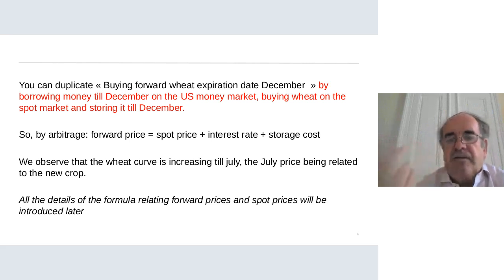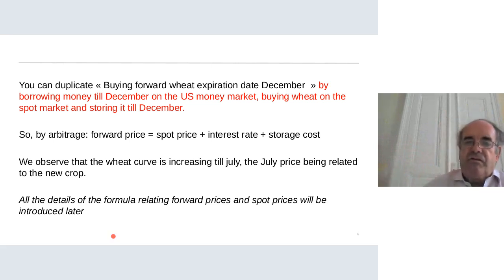So we can observe that the wheat curve is increasing till July, the July price being related to the new crop. All the details of the formula will be introduced later. Don't forget, it's just the first session.